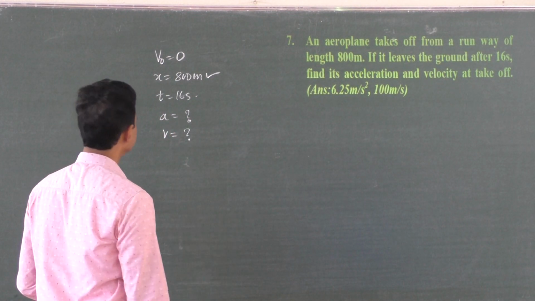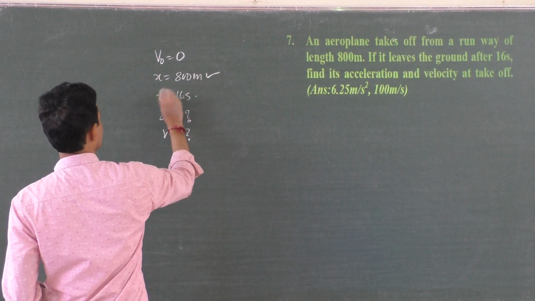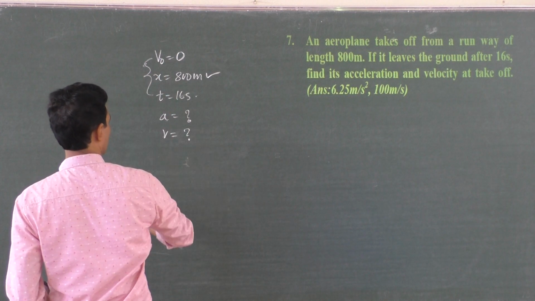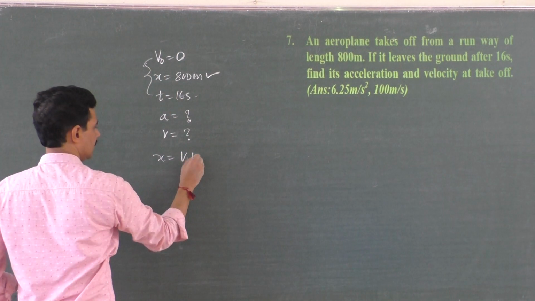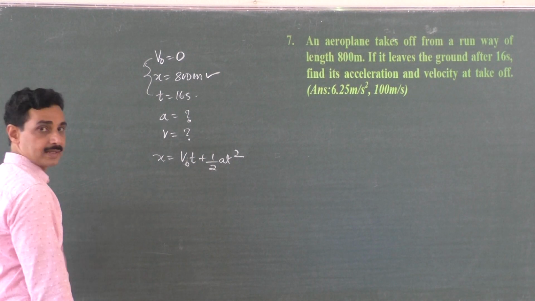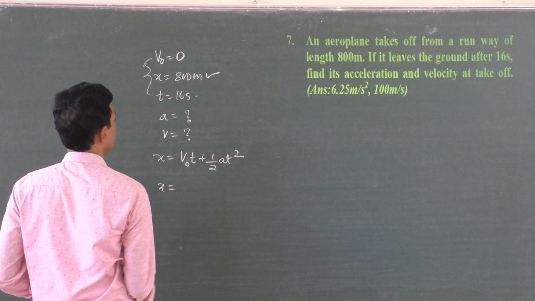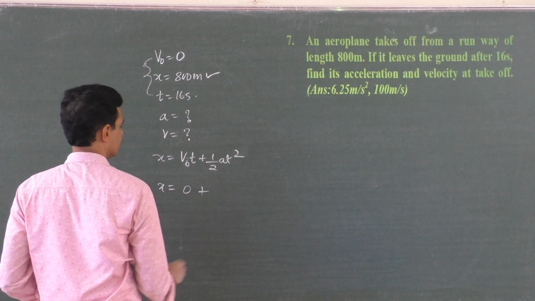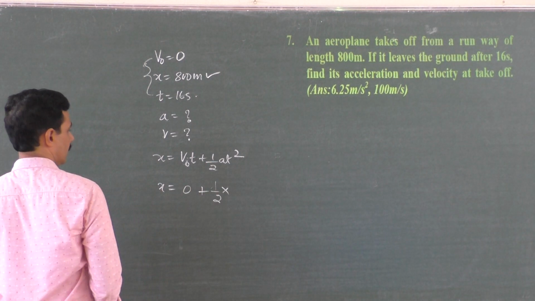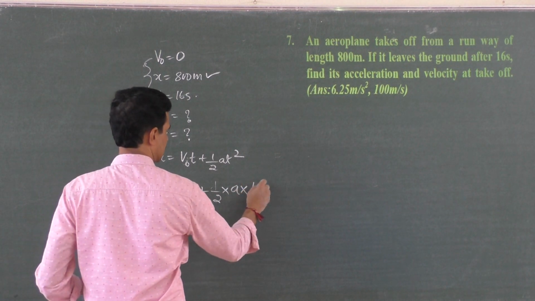So what formula? We have x equal to v naught t plus half a t square. What is x? x equals v naught t, which is 0, plus half a t square, where a is to be found out, and t square is 16 into 16.